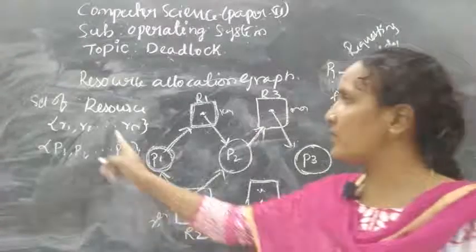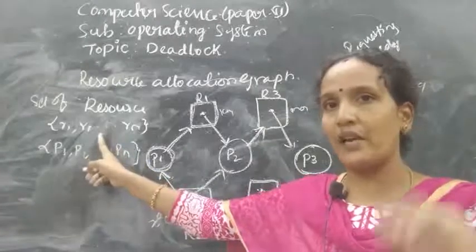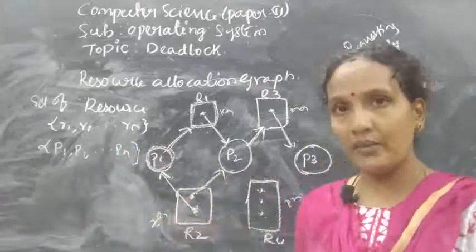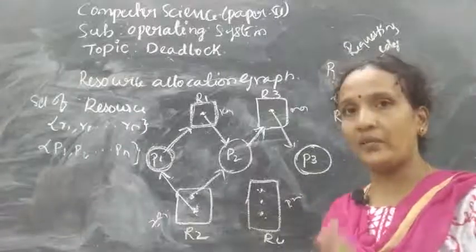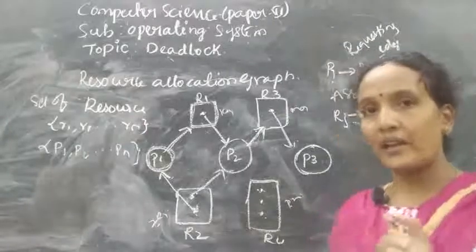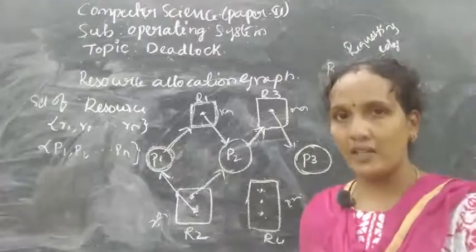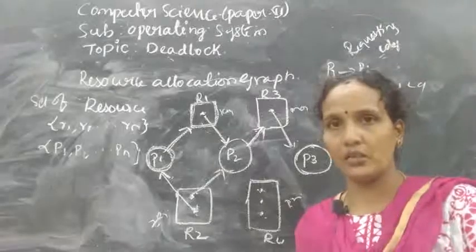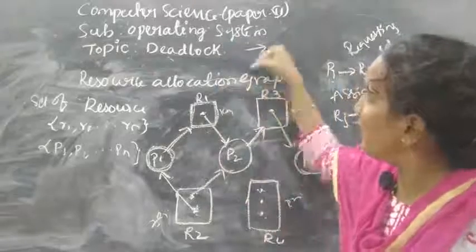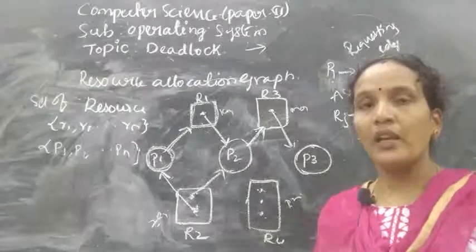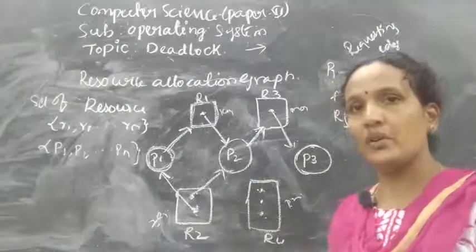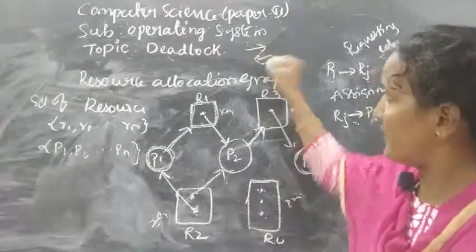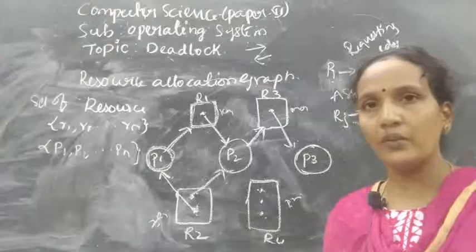This set represents the number of resources available in the graph, and this set represents the number of processes available in the graph. How many edges do we have? 2 edges: one is a requesting edge and the second is an assignment edge. If any process is requesting any resource, that is called a requesting edge. If any resource is allocated to any process, that is called an assignment edge. It's like this. Clear, all of you?